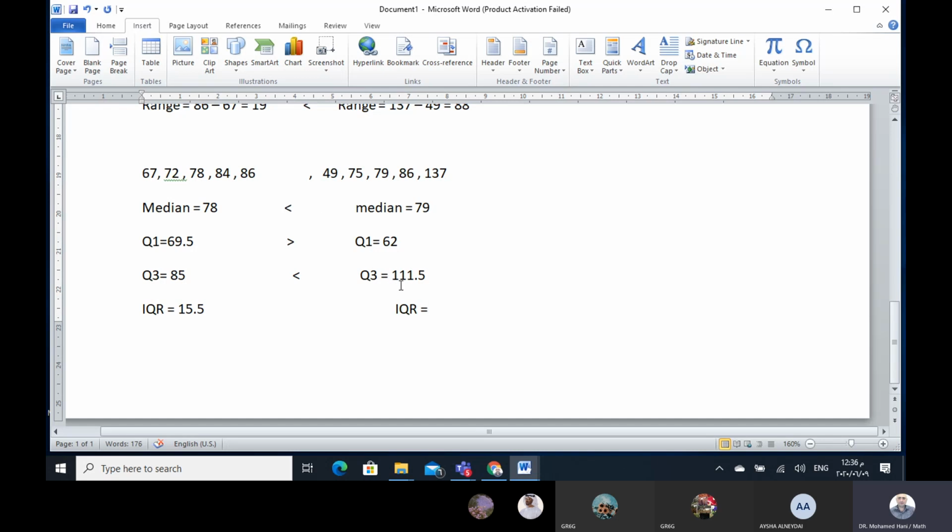111.5 minus 62. So the answer will be 49.5. Now which is greater, the IQR for the first week or the second week? As you see, for the second week.